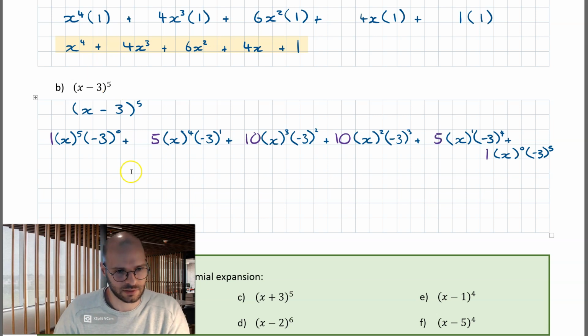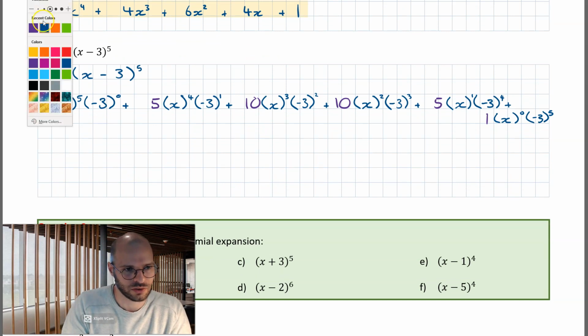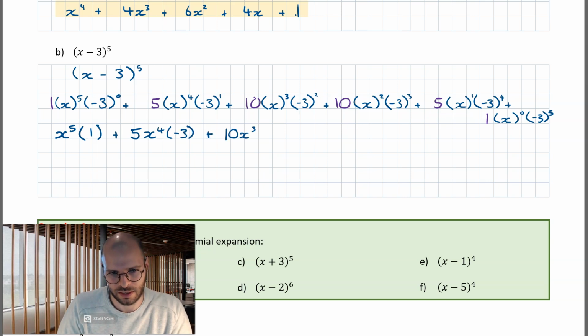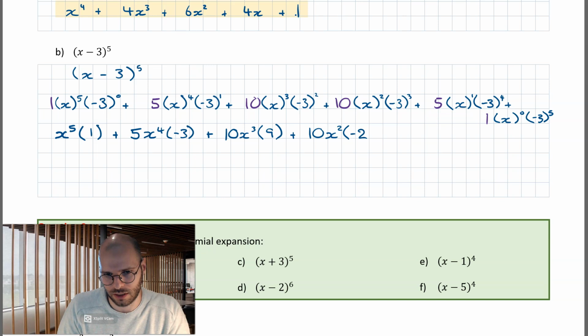Now all I need to do is simply compute. So I'll evaluate the powers to begin with. x to the 5, and then anything to the power of 0 is 1. Next, 5x to the 4, and then minus 3 to the power of 1 is minus 3. 10x cubed, and then minus 3 to the 2 is minus 3 times minus 3, and that's 9. Becomes positive because double negative. x squared, then minus 3 times minus 3 times minus 3. Well, 3 times 3 times 3 is 27, but because there are 3 negatives, it's going to become minus 27.